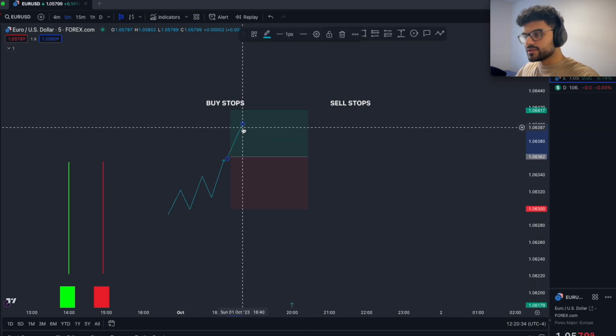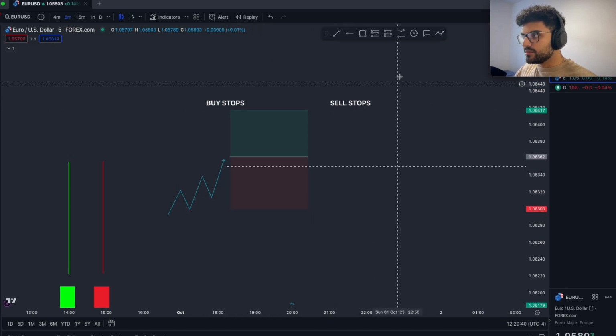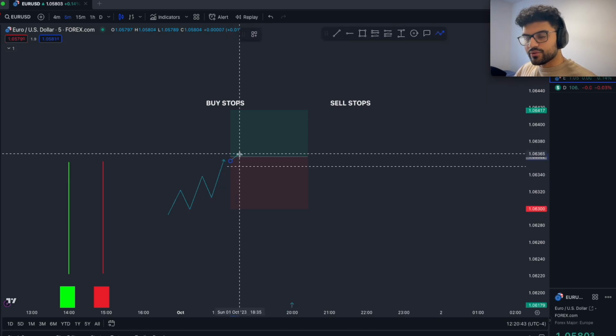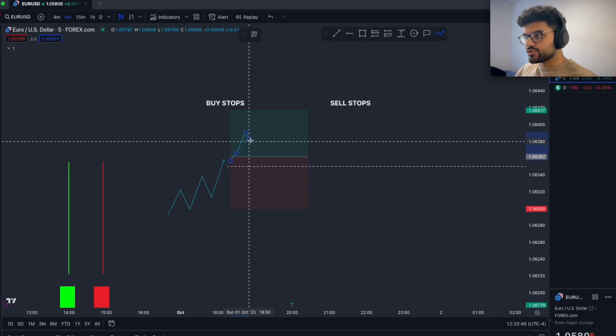So if the current price was here, let's say, okay, this would be a buy stop order. The moment price hits this area, we are in the trade. It's above. We're not waiting for it to come back, right? It's above. It hits it, and then we're in the trade like that.